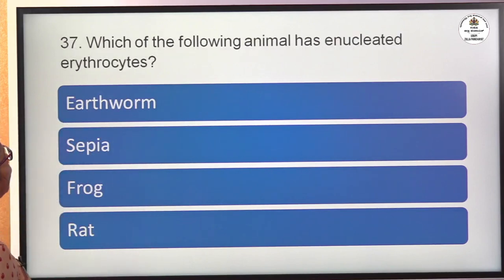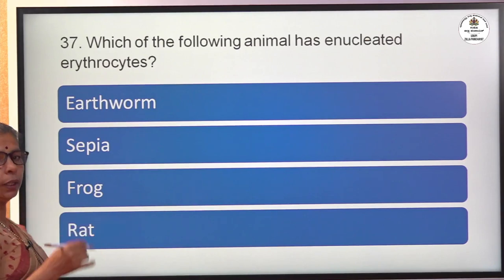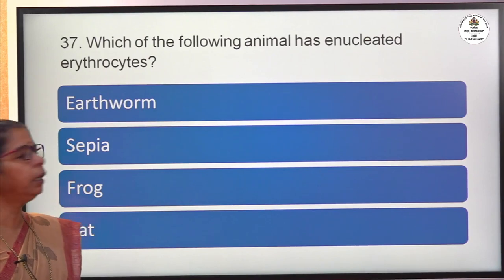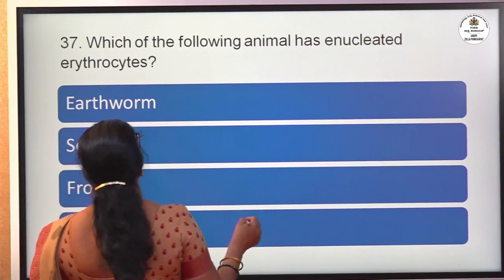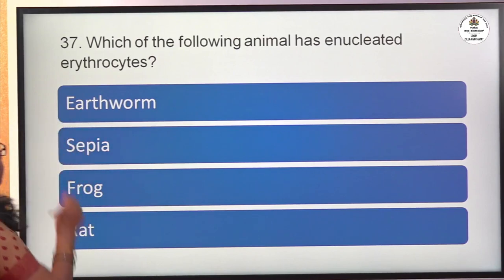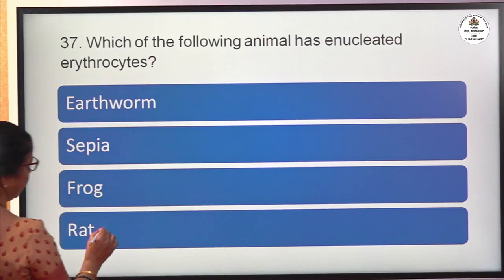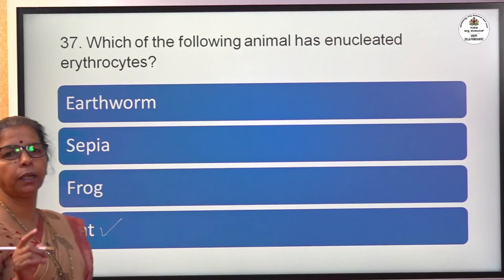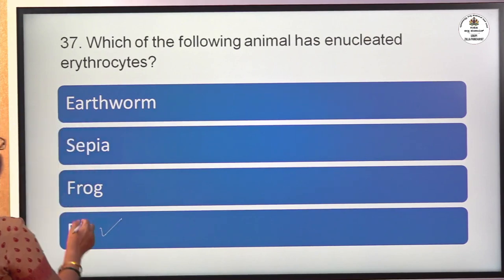Which of the following animals has enucleated erythrocytes? RBC is nucleated in other organisms. And in mammals, except camel, the mature RBC is without nucleus. So, which is a mammal here? Rat is a mammal. So, mammalian RBC is enucleated. Okay, mammalian RBC is enucleated. So, that is rat.